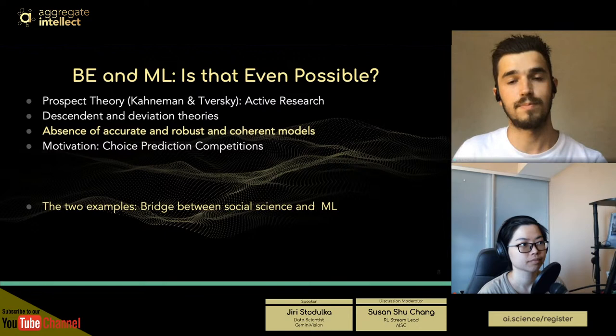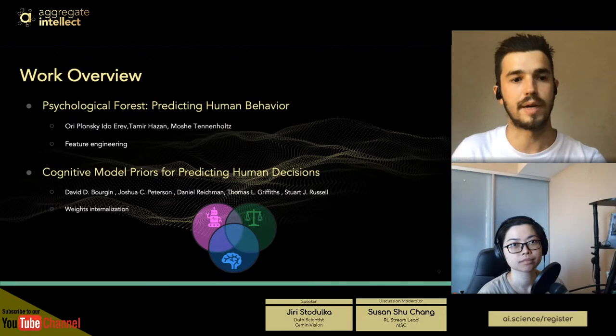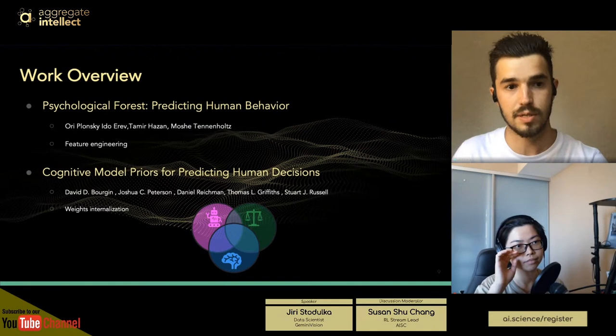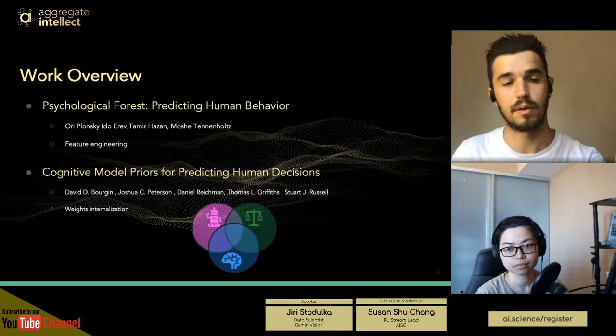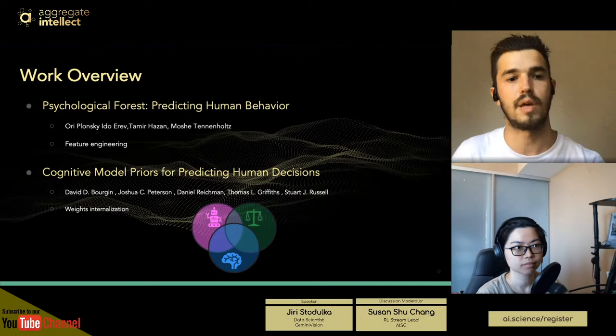So there are some choice prediction competitions that try to mitigate these limitations. They engage researchers to come up with more robust and more generalizable models. So the two examples I will be talking about just build a bridge between social science and machine learning. The first work, Psychological Forest, incorporates one of the most known theories, and based on it, the authors engineer psychological features fed into the model. But on top of that, the second work, the cognitive model priors, actually elaborates on that work, and they internalize the weights from this cognitive model into the model.